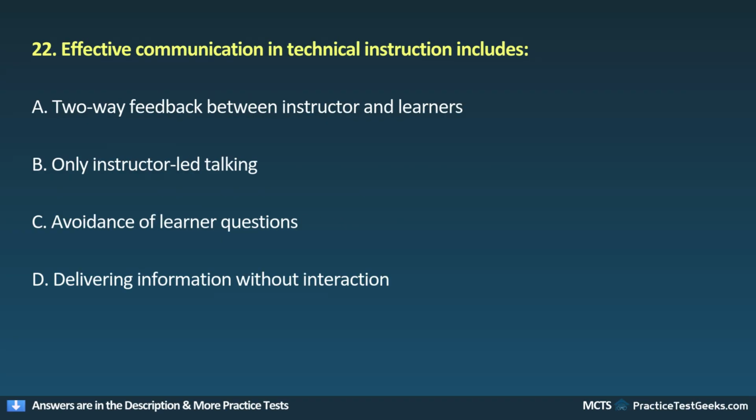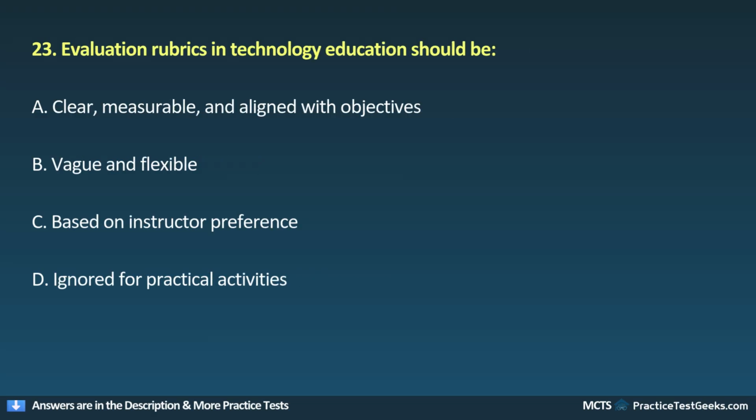22. Effective communication in technical instruction includes A. Two-way feedback between instructor and learners. B. Only instructor-led talking. C. Avoidance of learner questions. D. Delivering information without interaction.